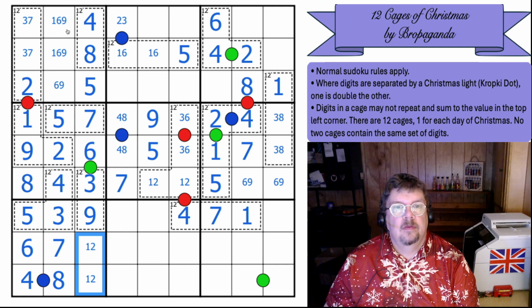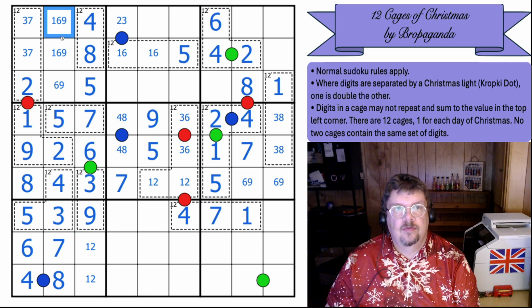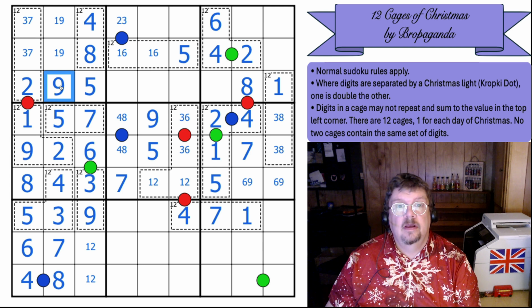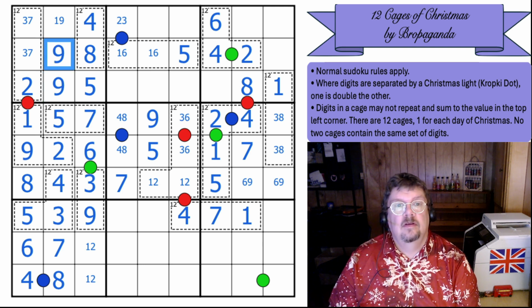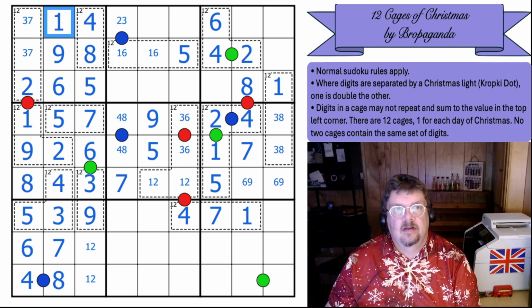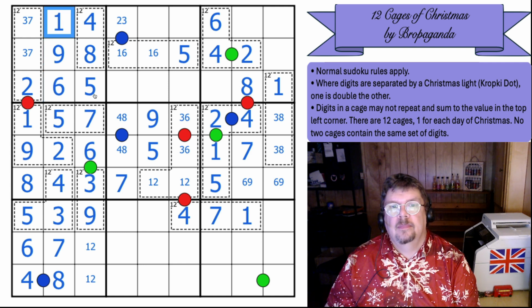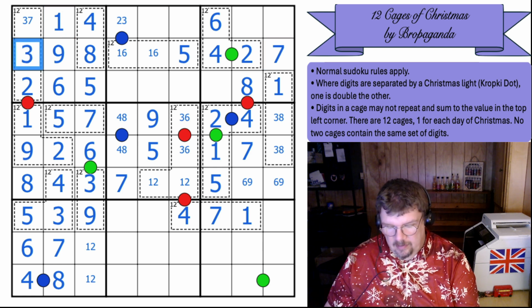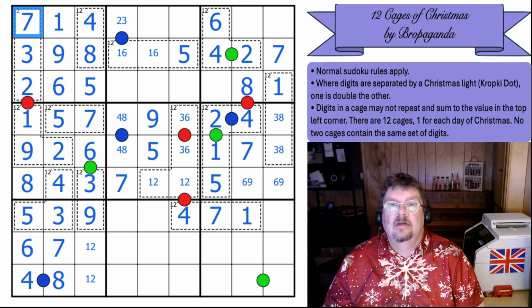Okay, that is not 6, nor is that. So that is 9, and then that's not a 1. That is a... No, that's the 6. That's the 9, that's the 1. There we go. This is a 3 or a 7, but it can't be a 3. So that's a 7. 3 and 7 get placed.